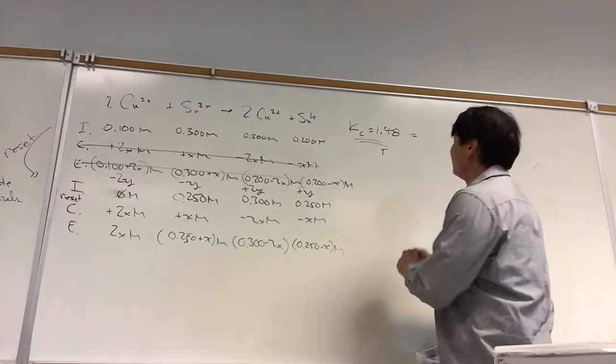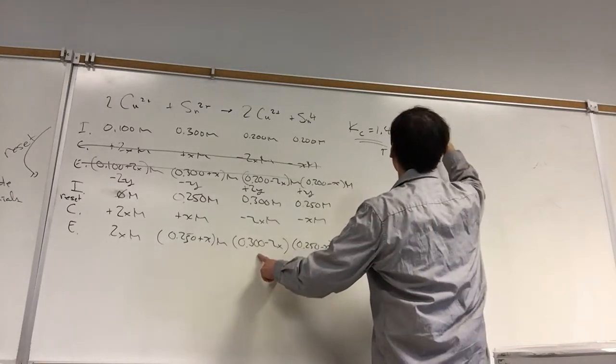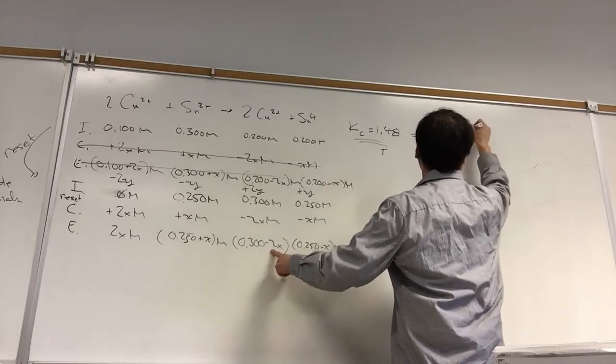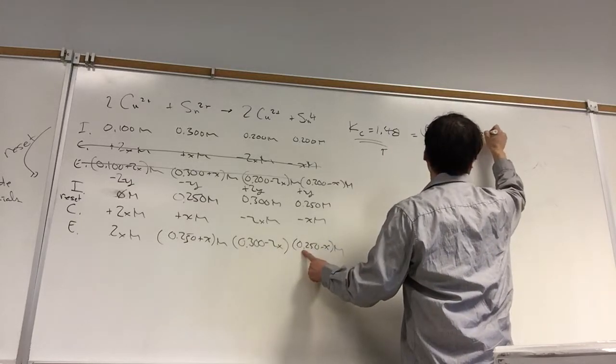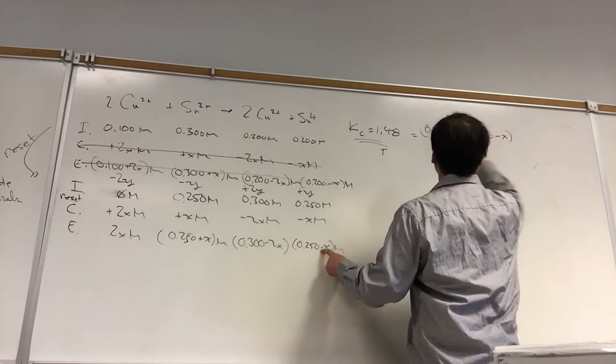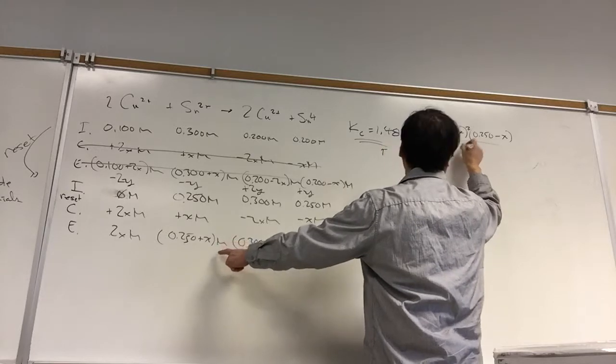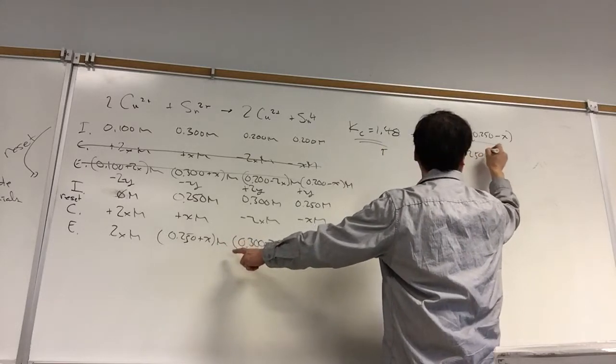All right, so this is going to change the Kc expression. It's going to be 0.300 minus 2x, squared, times 0.250 minus x, over 2x squared times 0.250 plus x.